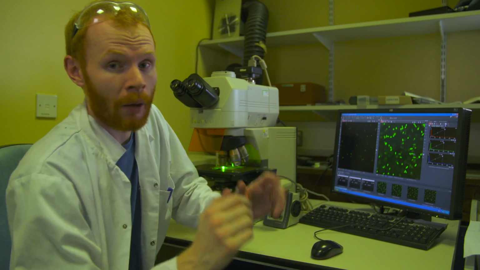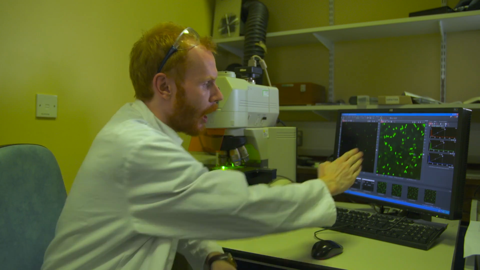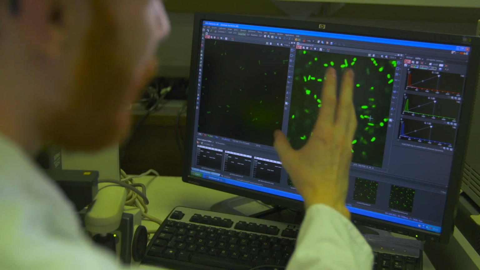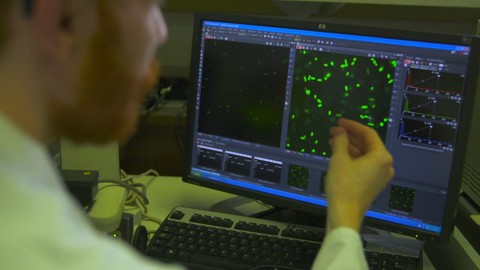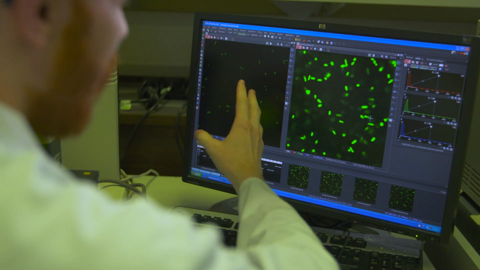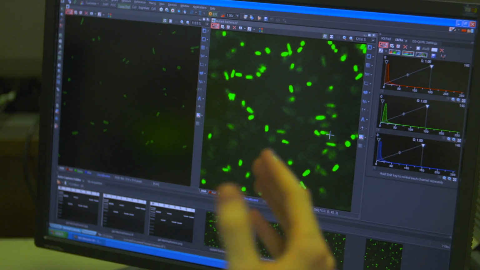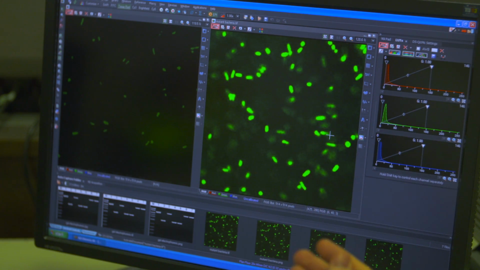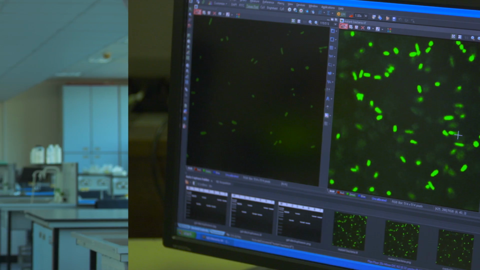And so here we have samples of our two bacteria, our membrane mutant and our control. So we can see that the membrane mutant has a much higher degree of fluorescence than the control. And that's because the mutant has increased membrane permeability, meaning that more of the fluorescent dye can enter the cell.